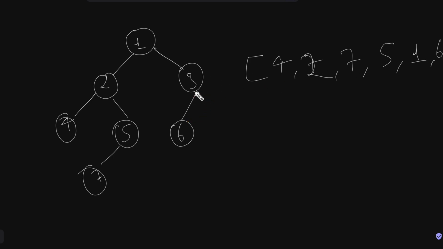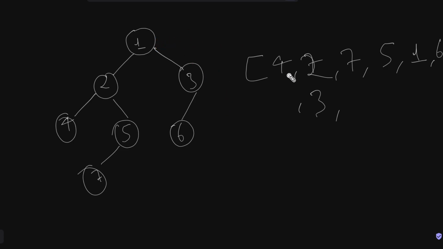Now since I have processed the left subtree of 3, I will now simply print the 3. Correct? So the next will be 3. 3 will be printed, and then I can actually go to the right subtree of 3 here, and this is currently null, so we cannot print the null. So I will go back here. Okay, we have printed the 3, and then I will go back here.